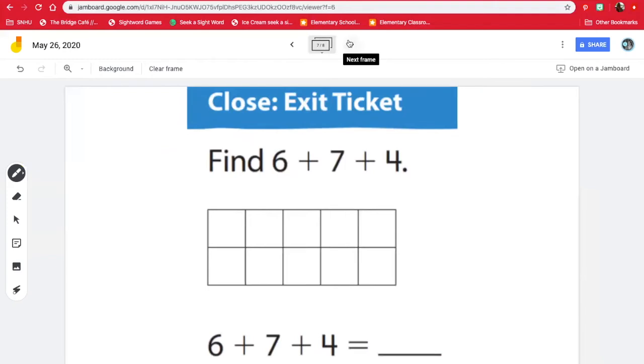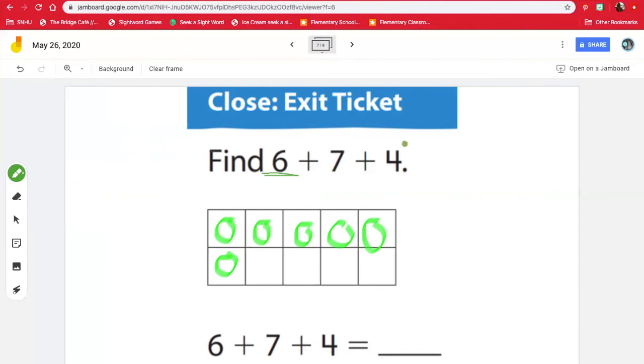Here's our last problem for today. Find 6 plus 7 plus 4. Well, let's break it down. Let's use green to show 6 counters. Let's draw them in. 1, 2, 3, 4, 5, 6. Now I'm going to count the empty squares that are in the 10 frame. 1, 2, 3, 4. Do we have a number that would fill the 10 frame left?